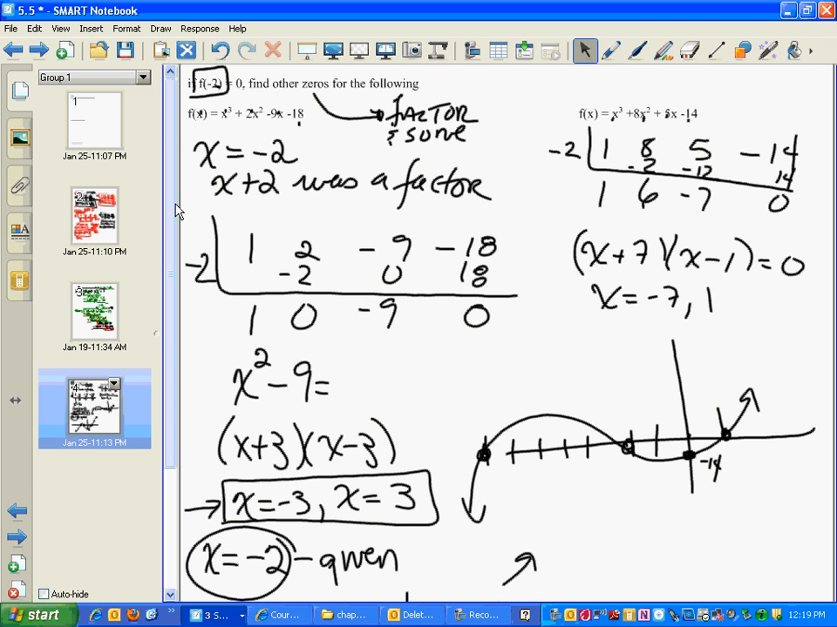Anybody got questions? We know that, and it's positive here and here. If it was negative, we would have started it this way and gone up and down. Okay?